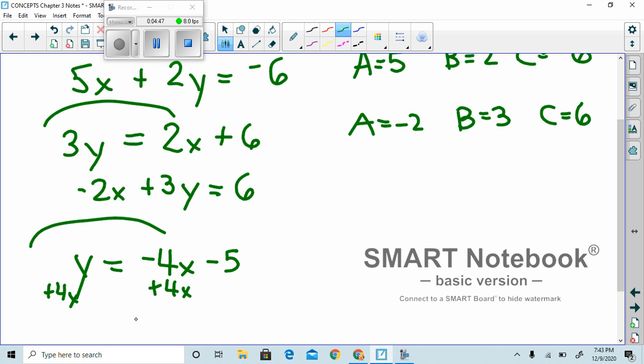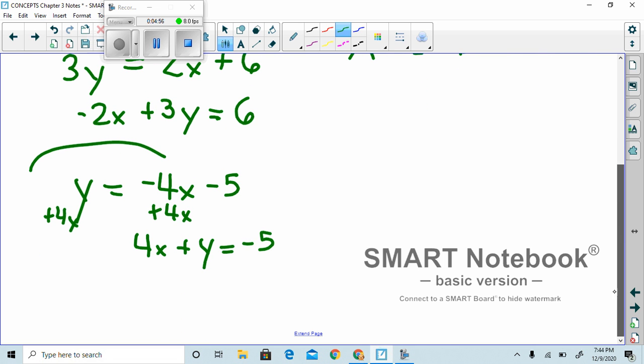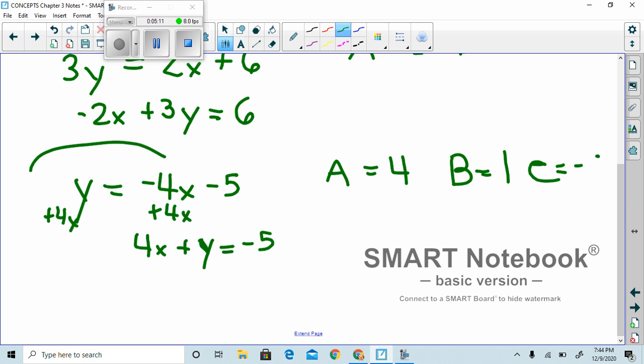So I get 4x plus y equals -5. It's now in the ax plus by equals c form, so we can easily identify the x coefficient as 4. Looking in front of that b coefficient, we have 1, and my constant is -5.